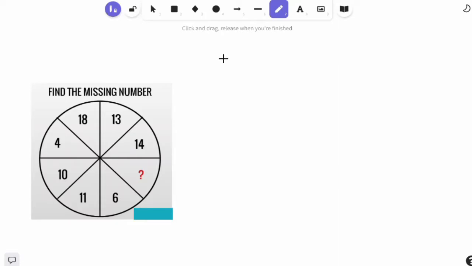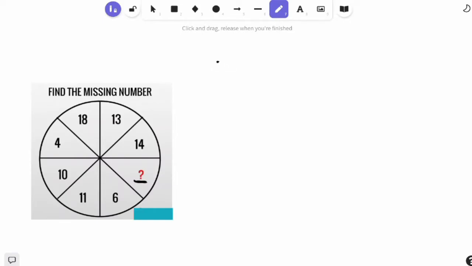So guys, let's solve this problem here that consists basically in finding this missing number, and they give us a pizza chart which has a number in each slice, and we have to find this missing number. So this kind of problem usually is solved by a simple approach.